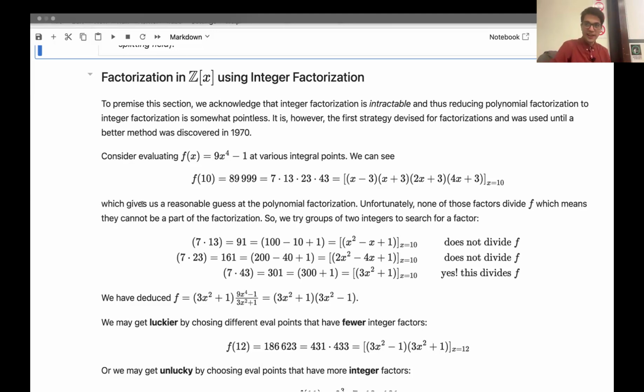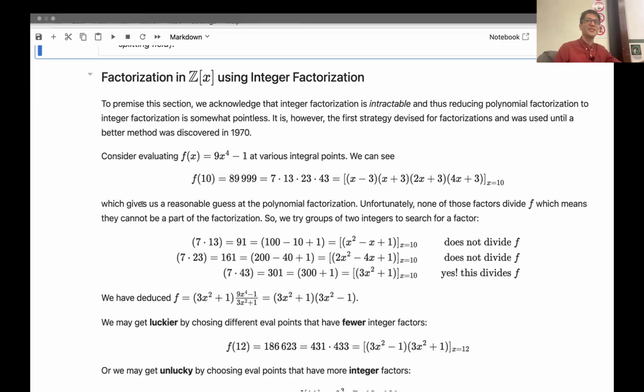Okay, so history lesson. Back in the 1970s, when computers started being powerful enough to be deployed on problems that humans couldn't yet do, we obviously tried to solve this factorization problem, and this is the first way that they developed in order to factor arbitrary univariate polynomials. It relies on knowing how to factor integers.